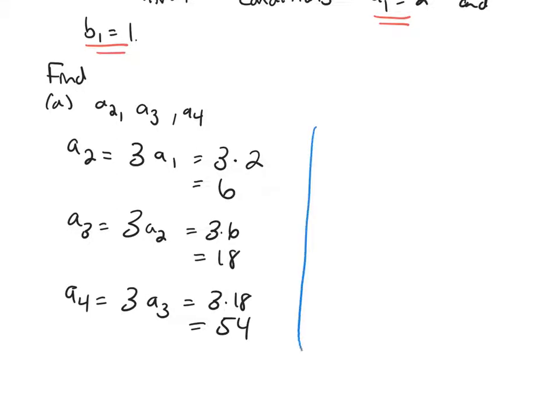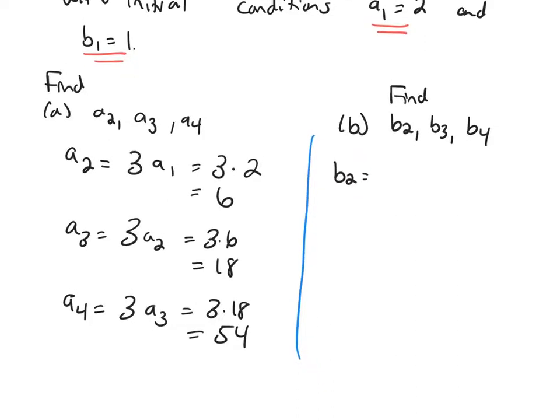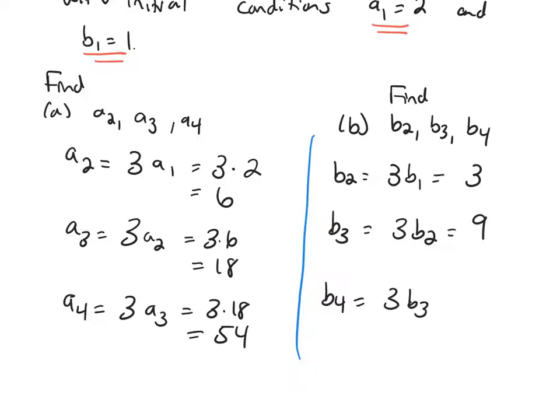So now, let's repeat this, but do it for the other sequence. I want you to find B2, B3, and B4. B2, again using our recurrence relation for B now, would be 3 times B1, but B1 was 1, so this will be 3. B3 would be 3B2, or 9, and B4 would be 3B3. 3 times 9 is 27.